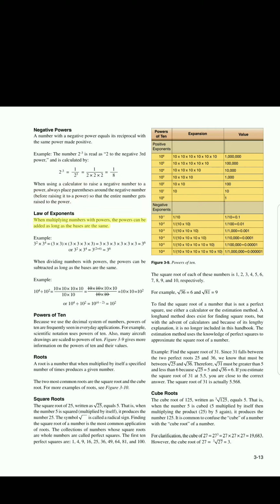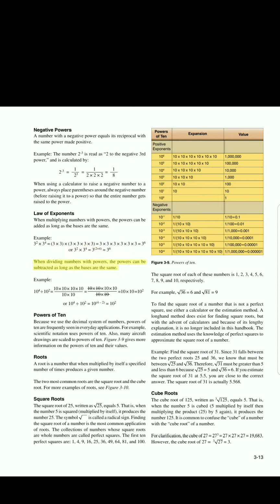When multiplying numbers with powers, the powers can be added as long as the bases are the same. Example: 3^2 times 3^4 equals 3 times 3 times 3 times 3 times 3 times 3 equals 3^6. Or 3^2 times 3^4 equals 3^(2+4) equals 3^6.